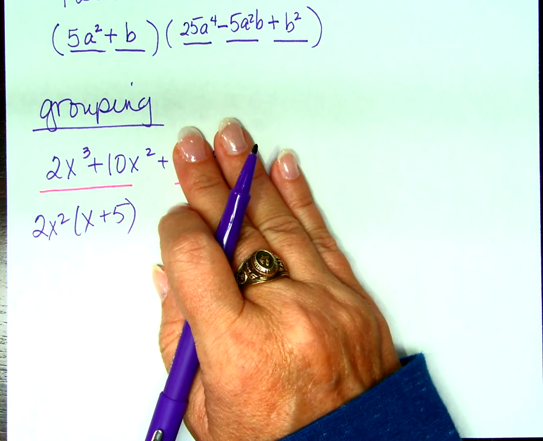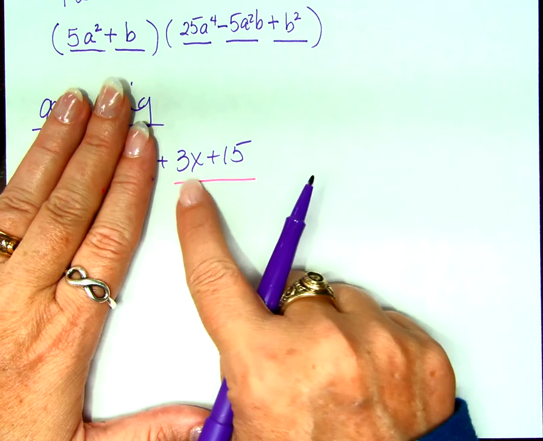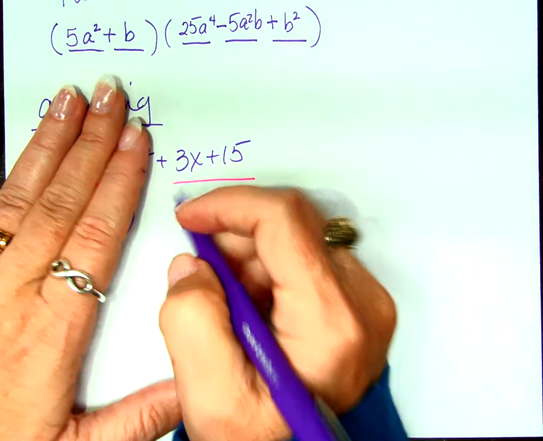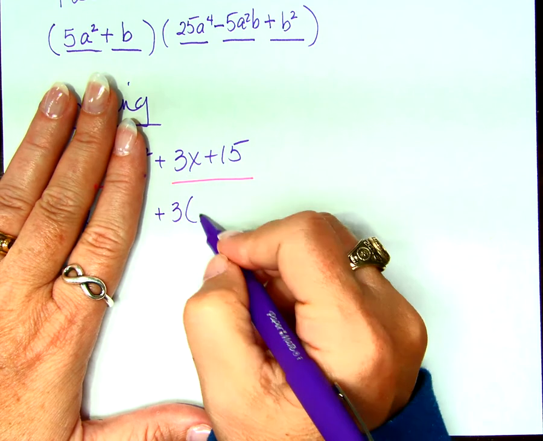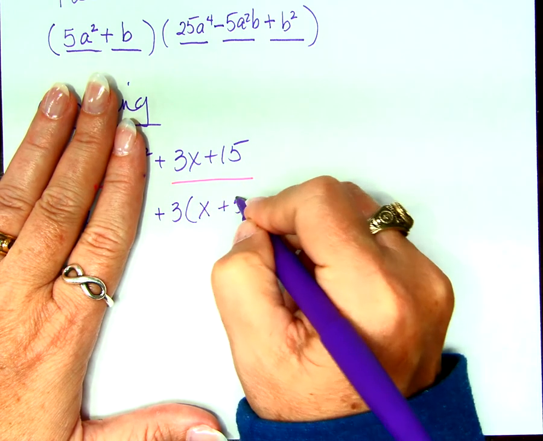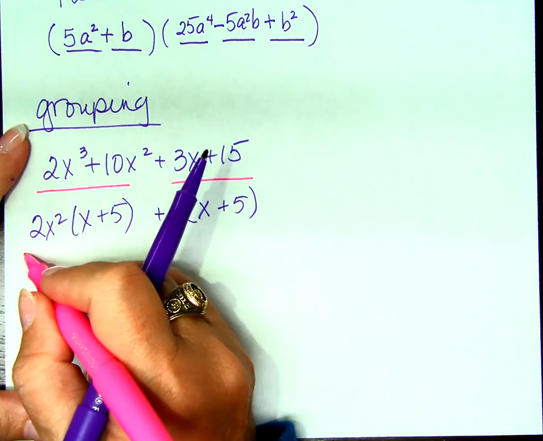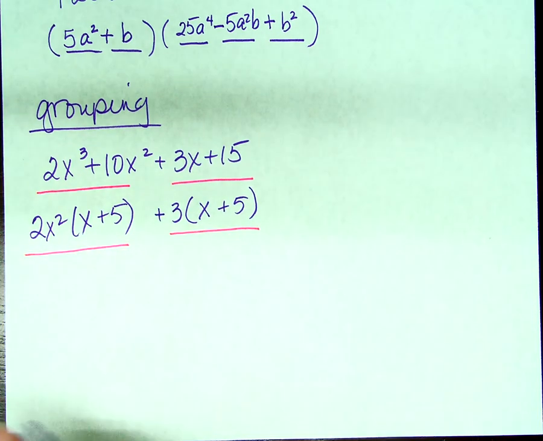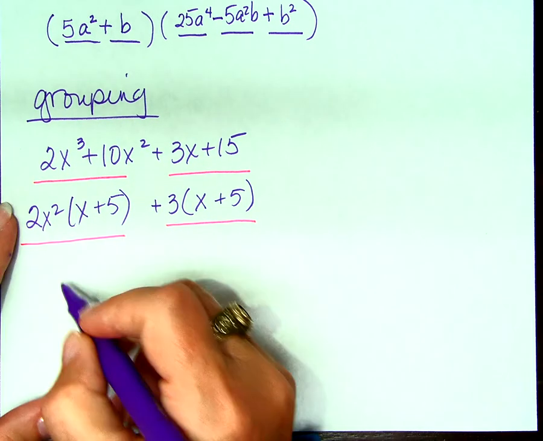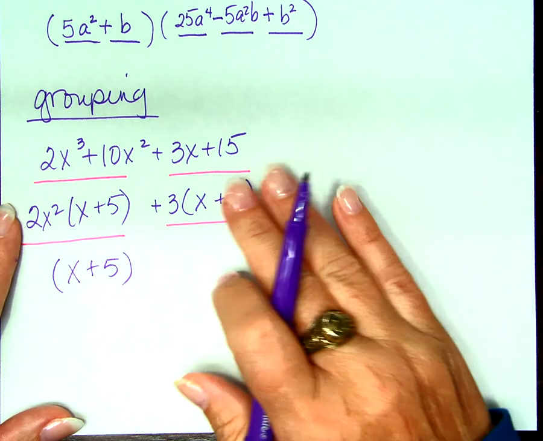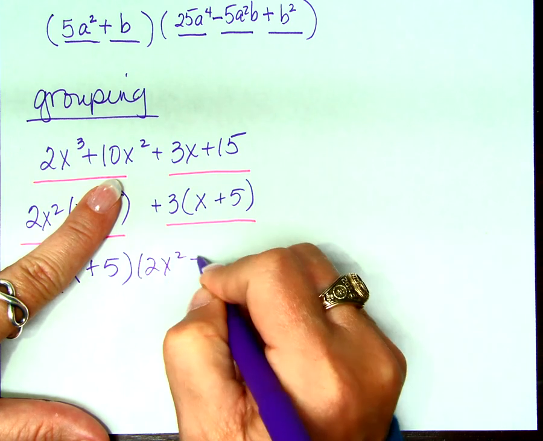Are you comfortable with that? Then we're going to ignore those 2 terms and just look at the last 2 terms. Do these 2 terms have a greatest common factor? What is it? 3. What's left if I divide each term by 3? What's left if I divide the first term by 3? X. What's left if I divide this last term by 3? Plus 5. Everybody okay so far? You're comfortable with this? Now, I'm going to look at the first term and the second term. Do these 2 terms have a common factor? Oh, they do, don't they? What is it? X plus 5. What's left if I divide each term by x plus 5? 2x squared plus 3. Done.